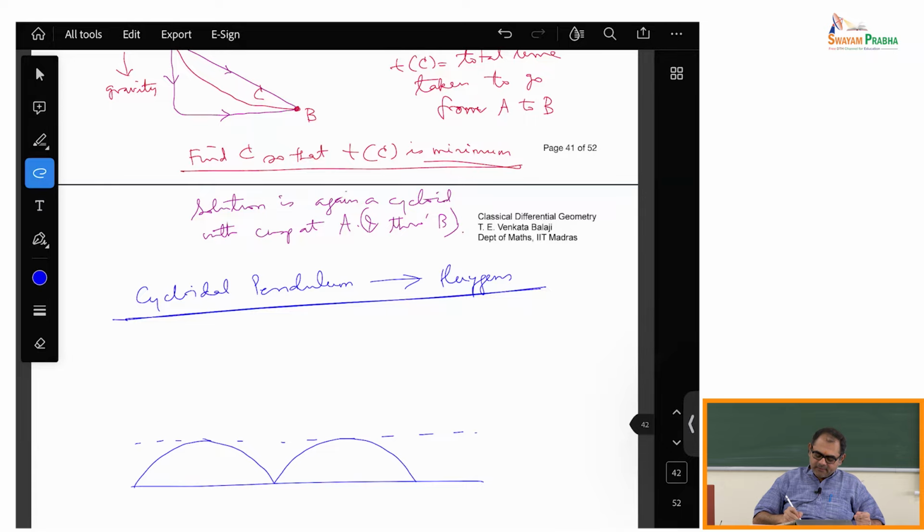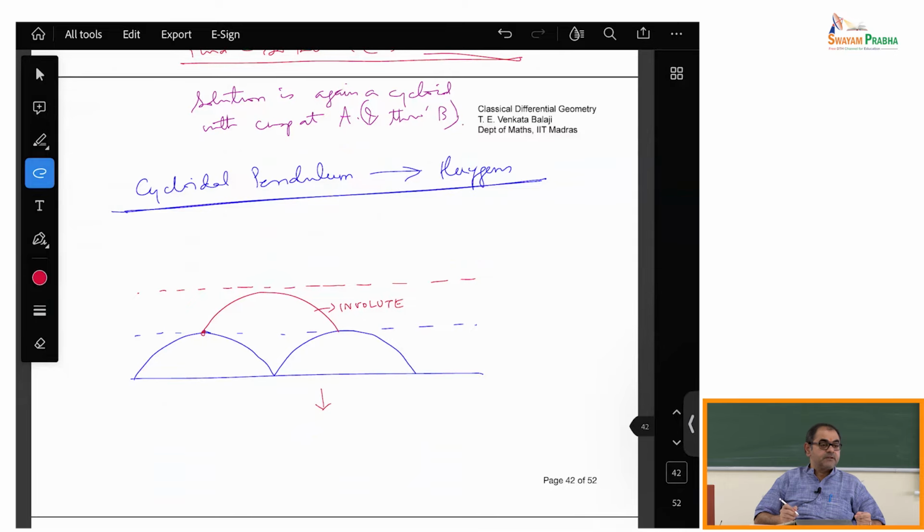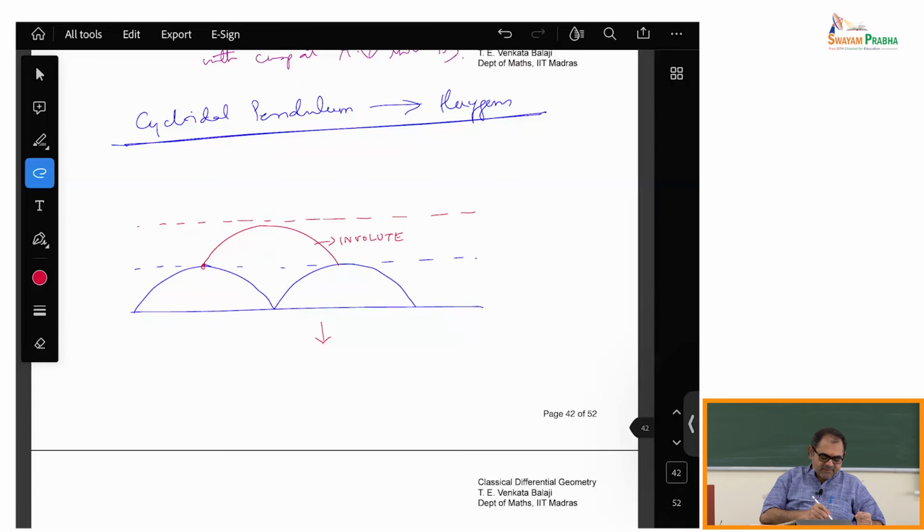Okay, and then you have its involute. So the involute will be, if I take the topmost point, I'll again get a congruent cycloid. Okay, so this is the involute. Now what you do is you just invert this diagram. So if you invert this diagram, I will get something like this.